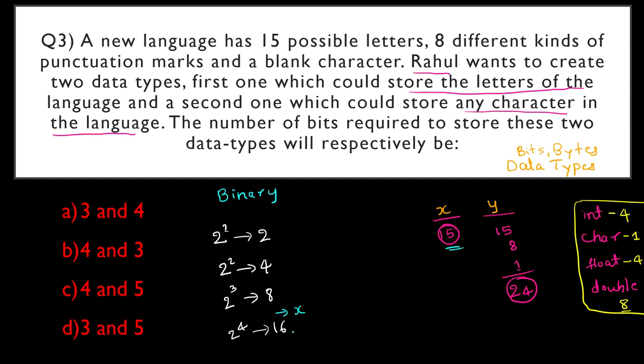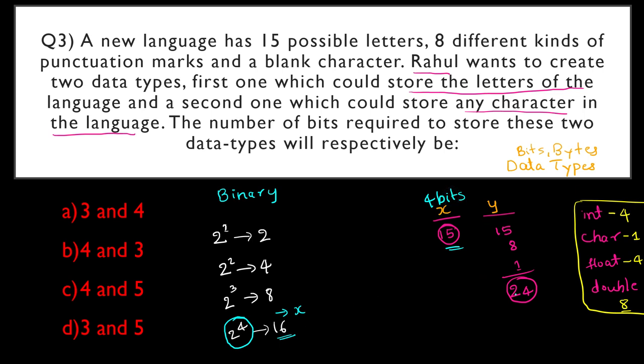Okay, this is X. So since X lies here, we should always take the upper one, because in 2 power 4 there is 16, so you can store all these 15 characters. That means for this X data type we need 4 bits so that it can store this 16.